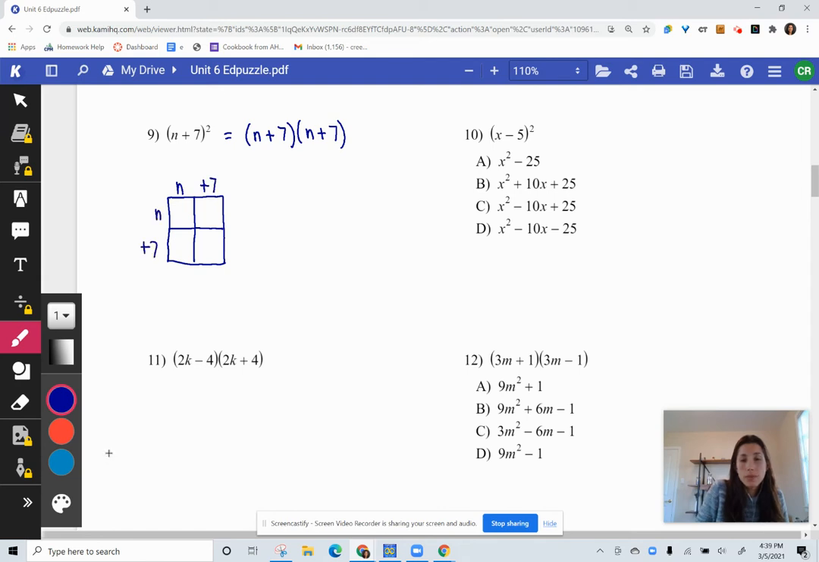So we're multiplying n with n. That would give us n squared. 7 times n, 7n, 7 times n, 7n, and 7 times 7. That's going to be 49. So now when I combine all my like terms, we have an n squared plus 7n and 7n, going to be 14n, and 49.